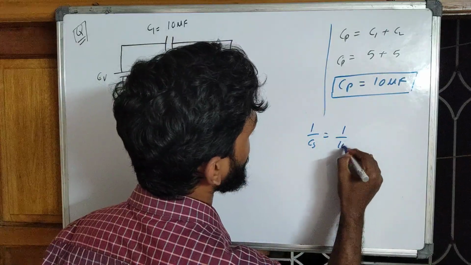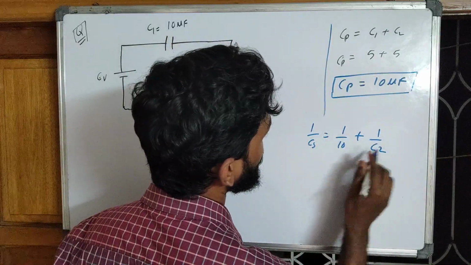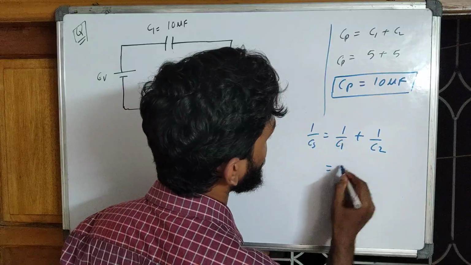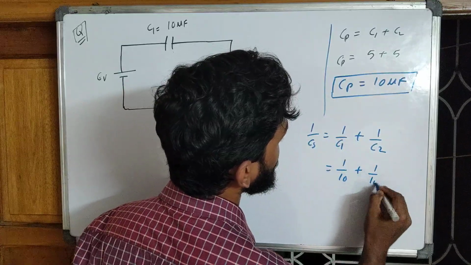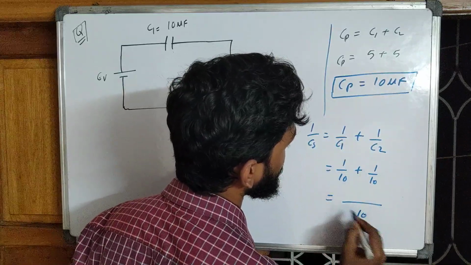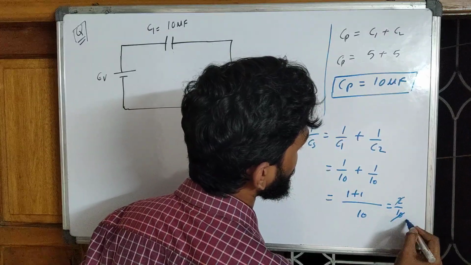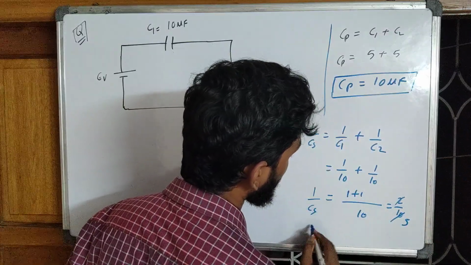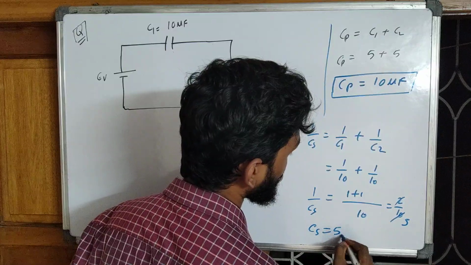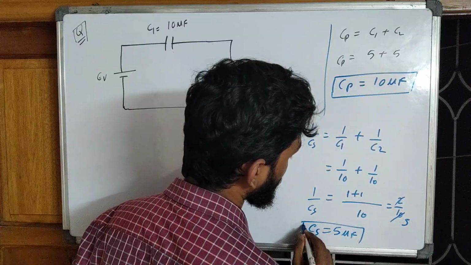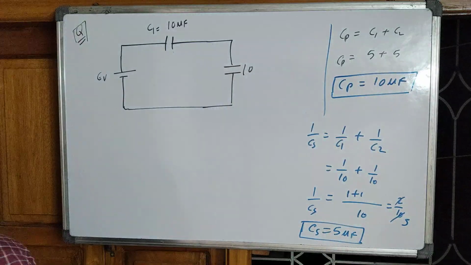So what we will do, in series combination, 1 by C equals 1 by C1 plus 1 by C2, 1 by 10 plus 1 by 10. LCM becomes 10. So this is 2 by 10, that's 1 by 5. So Cs equals to how much? 5 microfarad. So this is the series combination, the equivalent. The equivalent capacitance is 5. Okay.